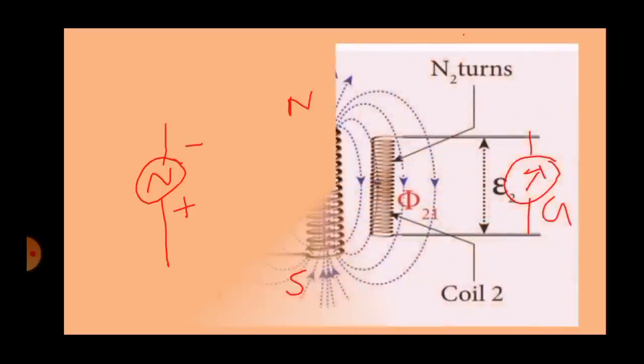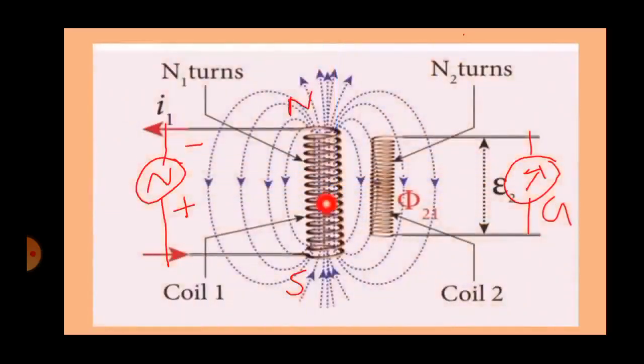Then consider two coils. This is coil 1, this is coil 2. Now coil 1 we call the primary coil, connected across the AC source. This is a positive terminal and a negative terminal. And the second coil, coil 2, we call the secondary coil, connected across an external device, which is nothing but a galvanometer.